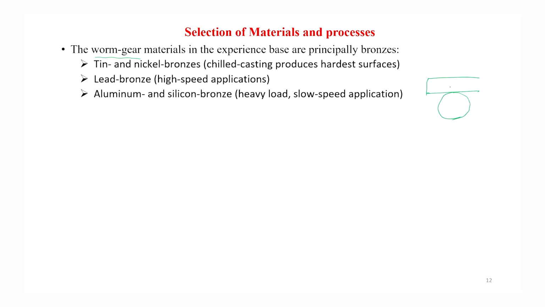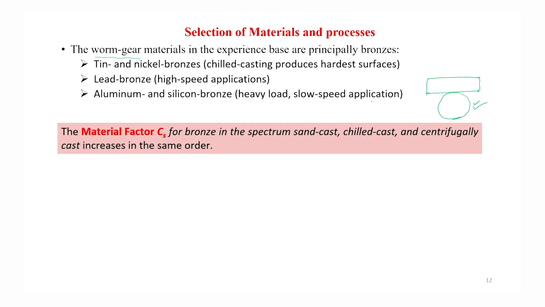So, the material of the gear is principally bronzes. Tin and nickel bronzes, chilled casting produces hardest surfaces. Lead bronze, high speed applications. Aluminum and silicon bronze, heavy load, slow speed applications.